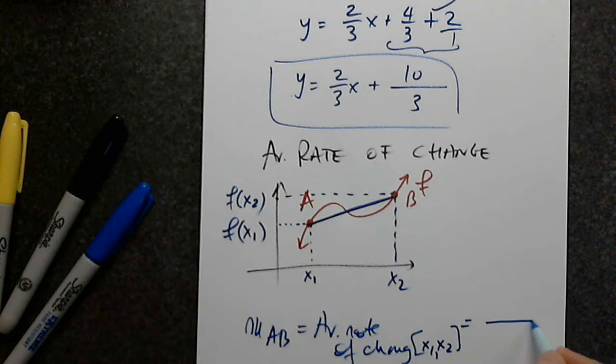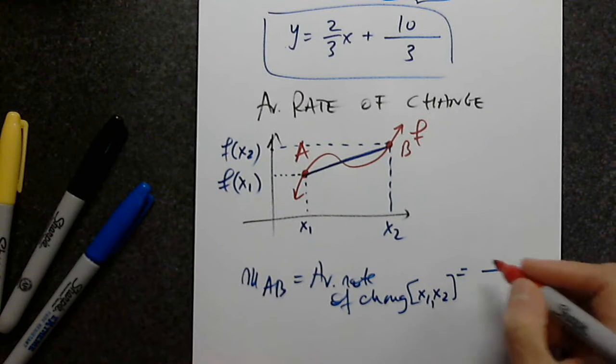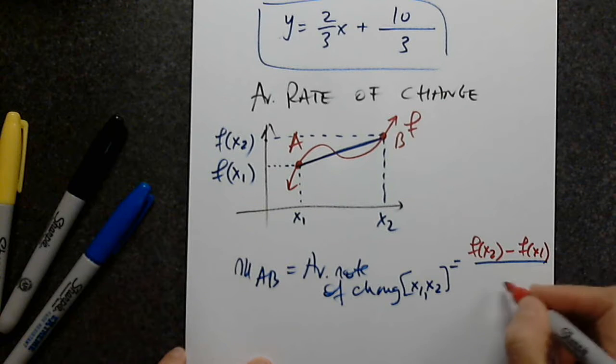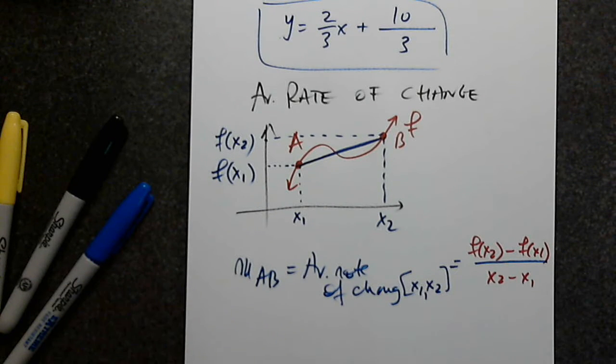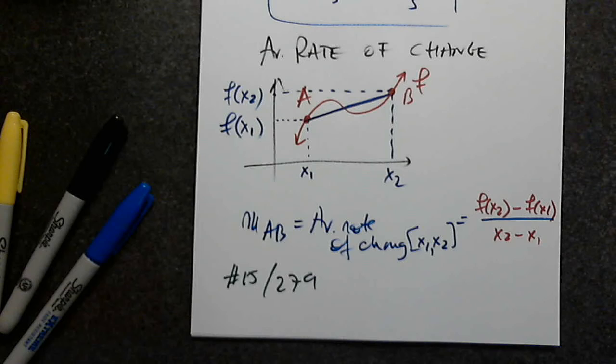Can anyone give us the slope of that line, which is also the average rate of change? Awesome. Thank you. Indeed, f of x2 minus f of x1, divided by x2 minus x1. Same thing, the slope of that line segment. Perfect. So let's look at problem 15 on page 279.